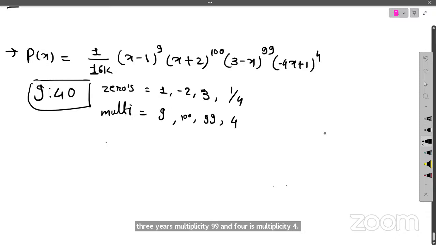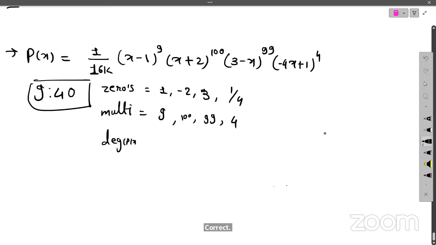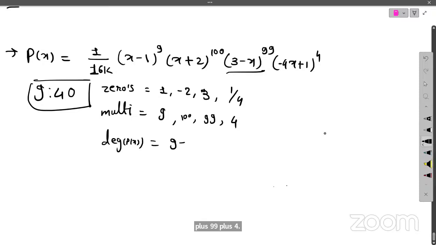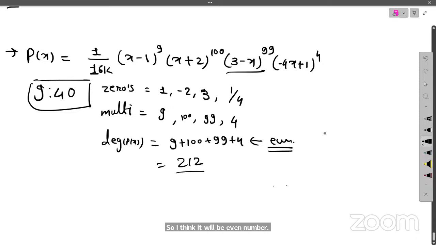Now, what will be the degree of this p of x? Since this is 3 minus x, it will come into the leading term picture, right? The degree is nothing but 9 plus 100 plus 99 plus 4. So I think it will be an even number. Yes, 212. So it's an even degree polynomial.